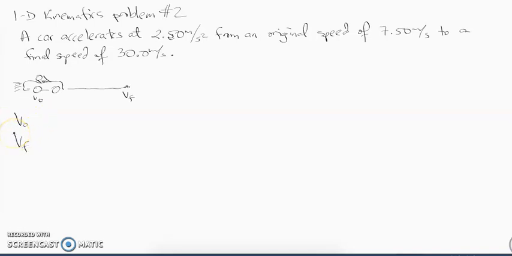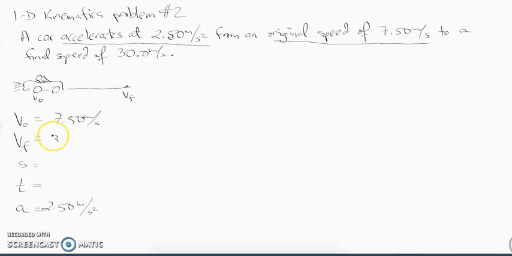So the first thing you want to do, before you even take a look at any question that is being asked, is make your VOFA style list and read the story again and pull out from the story these numbers, and you need to notice that there are three numbers. There will always be three numbers in 1D kinematics problems. First one is the acceleration, accelerates at, and there are two clues here, the word accelerates and then the units. So that 2.50 will come down here to A. Then we have an original speed, so that will be VO. And we will have a final speed.